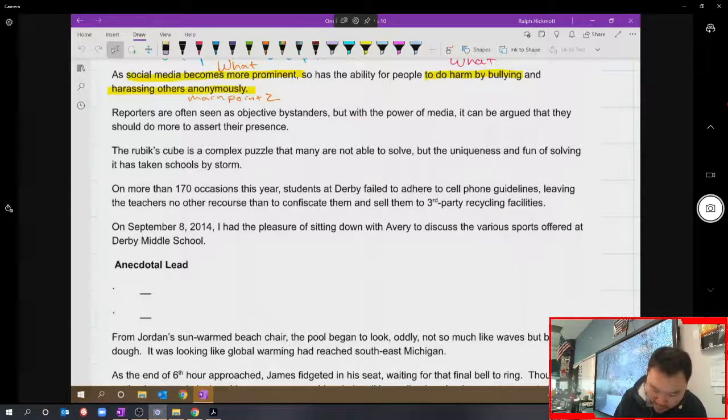So the last one: "On September 8, 2014, I had the pleasure of sitting down with Avery to discuss the various sports offered at Derby Middle School." So this is a type of lead that I talked to you about during the interview project. Okay, we have the when, on September. We have the who, and that's a student, it looks like. And we also have the what. So the what is about various sports offered at Derby Middle School, which also gets into the where. So once again, a simple sentence that outlines a lot of information.